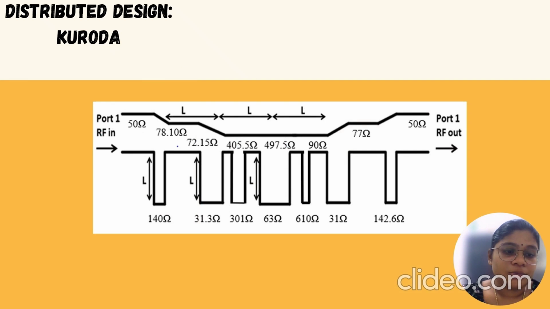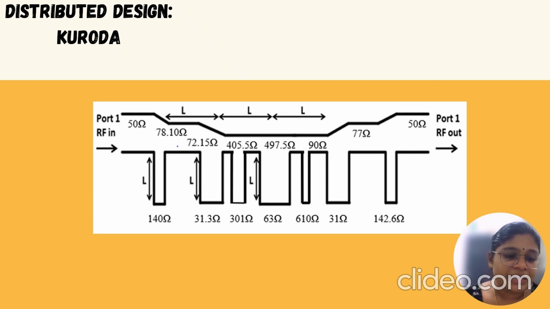Okay, in this slide, I'm showing the final distributed filter layout using Kuroda identities, ready for practical implementation as a microstrip filter. So the diagram illustrates the complete physical structure of the filter. It starts from port 1 on the left and ends at port 2, RF out, on the right. So the main transmission line sections have different characteristic impedances, starting and ending with the standard 50 ohm lines for easy matching to other RF components or measurement equipment. So each section in the main line is connected to shunt stubs, which are vertical lines that act as capacitive or inductive elements originally specified in the lumped prototype.